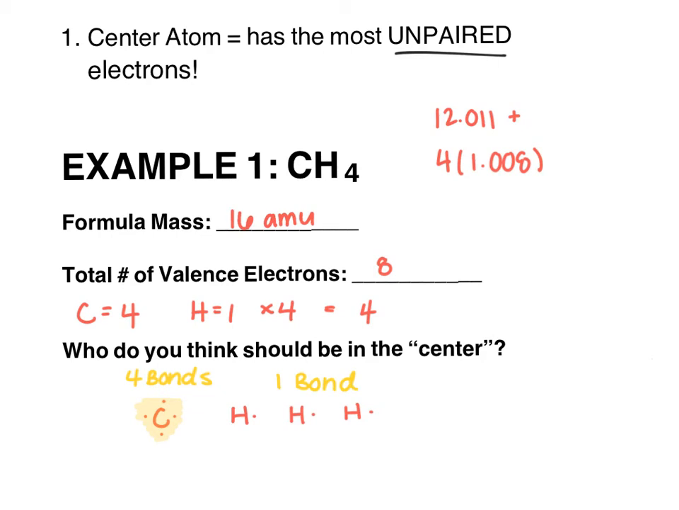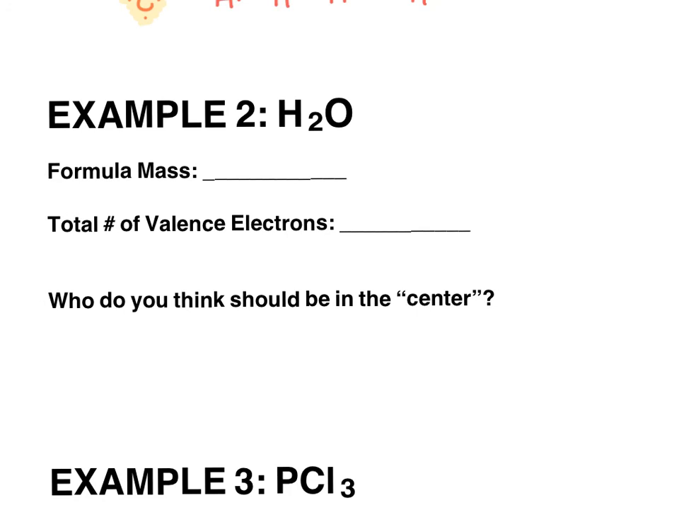So that is going to bond with my carbon. All right, now that we've done one together, why don't you try one on your own? All right, so try this one on your own. Find the formula mass, the total number of valence electrons, and which one you think is the center.